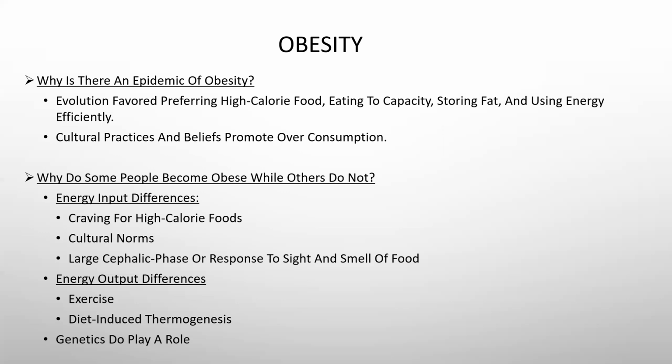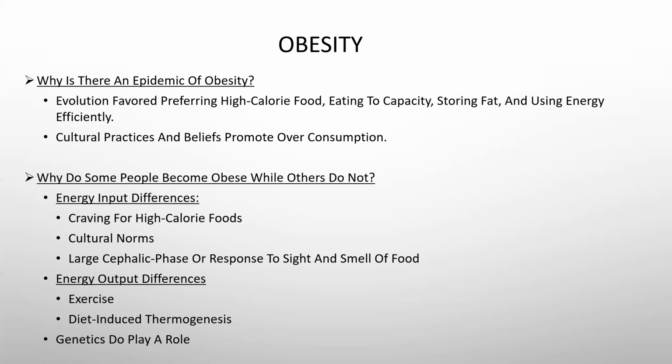Okay? Cultural practices and beliefs promote overconsumption, as we mentioned before in the last slide, with that positive incentive. Okay? So why do some people become obese while others do not? Because all those external factors are around everybody. But why does it affect some people more than others? Well, there's energy input differences. Okay, so some people are just eating more high calorie foods.